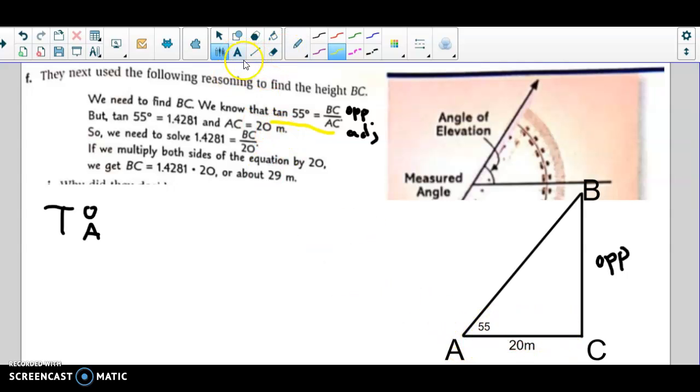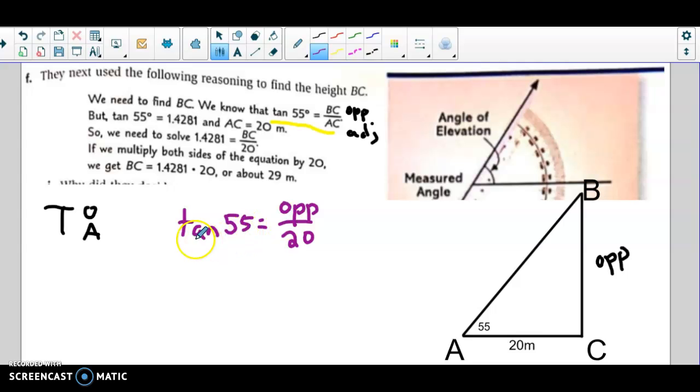So he gets this whole equation. Tangent of 55 is equal to, this is how I would write it, the opposite side over adjacent, but I know adjacent is 20. Now I have an equation with one unknown in it, the opposite. I can solve it, all right?